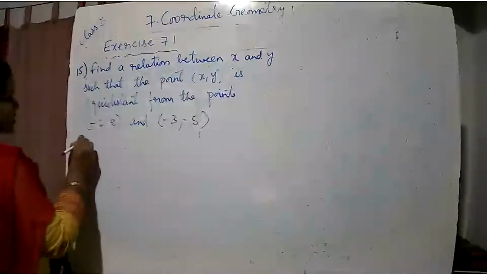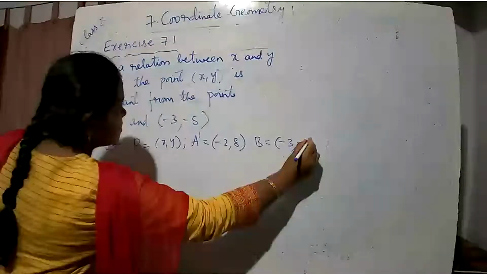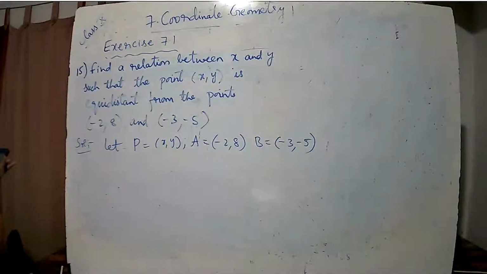So let us take this point as P. Let P be (x, y), and the two given points are (-2, 8) and (-3, -5). It is given that you have to find the relation between x and y such that this point P is equidistant from the two given points. We are marking them as A and B. This point P is equidistant from A and B, which means the distance from A to P is equal to the distance from P to B.